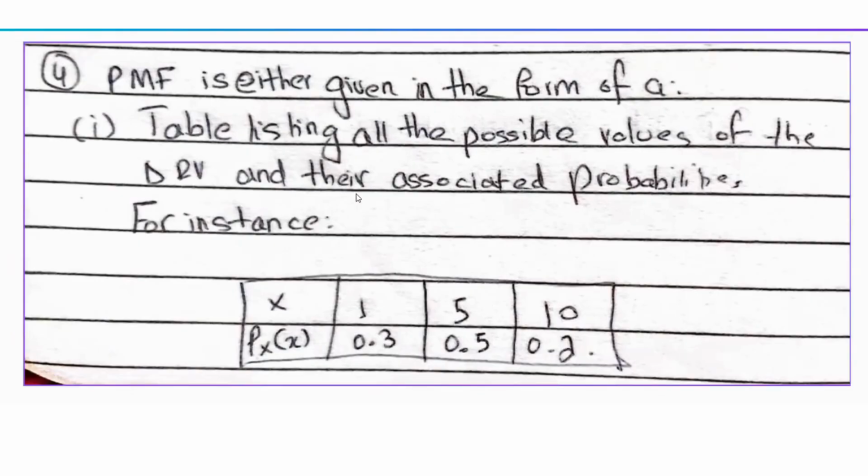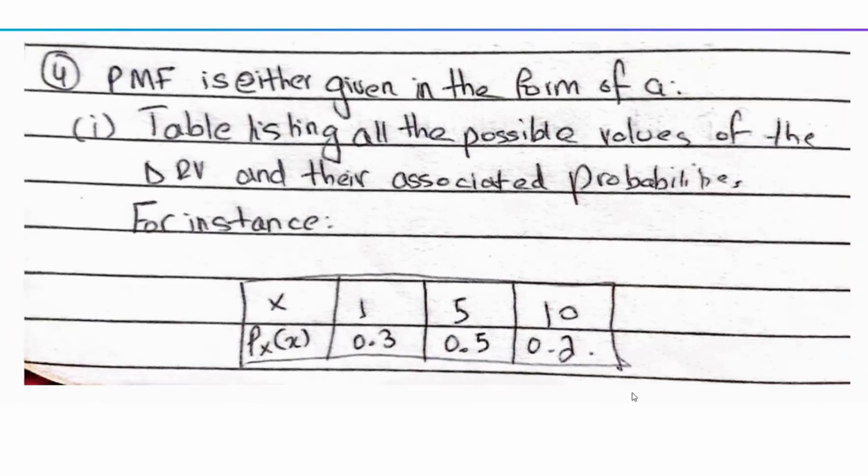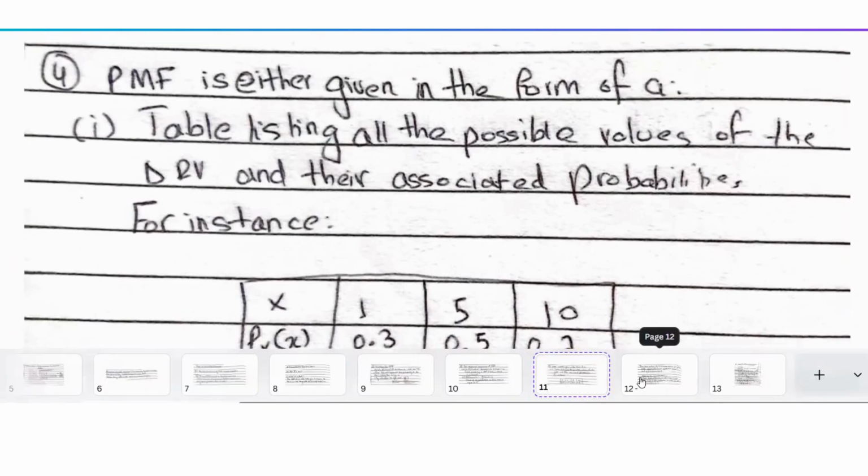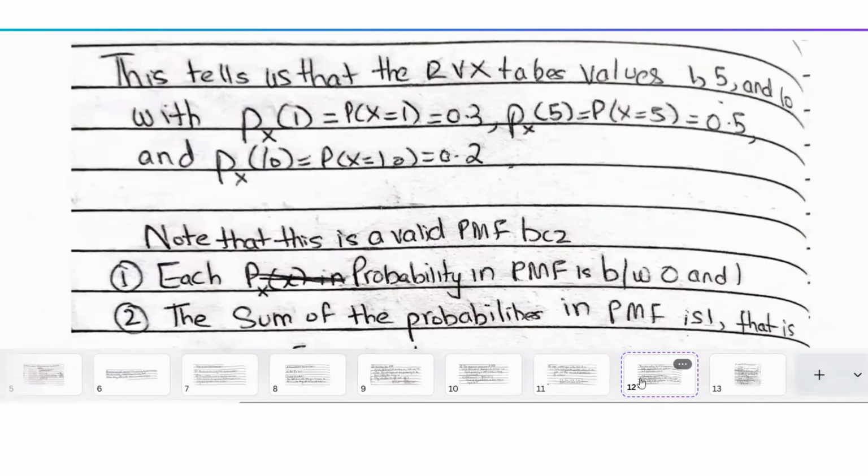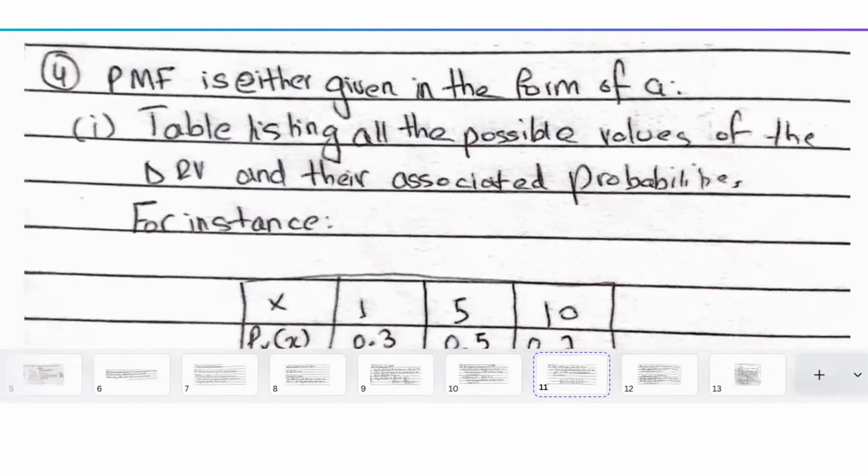Now, the PMF can be given in the form of a table. Remember, like we said, the PMF specifies all the values the discrete random variable takes along with the associated probabilities. So the PMF can be in the form of a table like this, where we list all the possible values of the discrete random variable and the associated probabilities. So what this tells us is that the random variable X, from here we can see, takes values 1, 5, and 10.